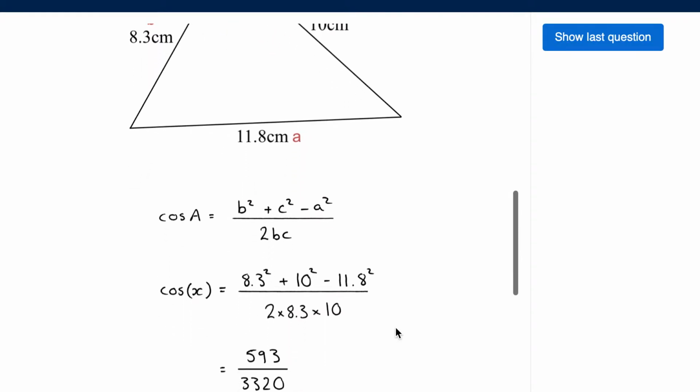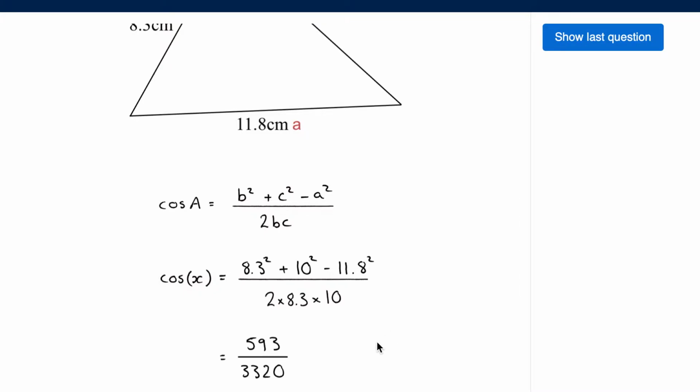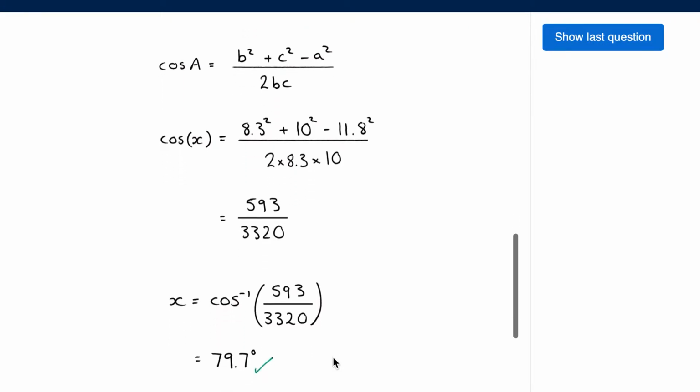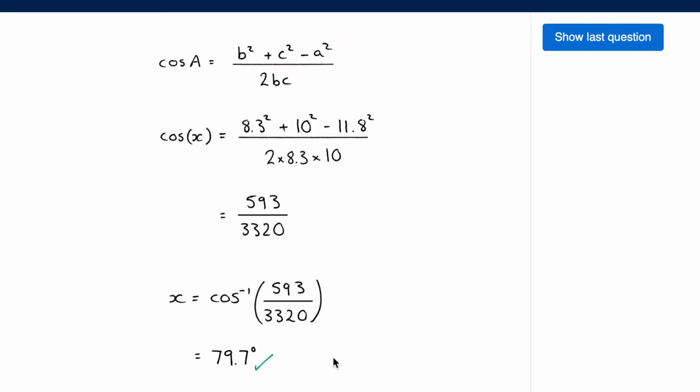10. And this right-hand side can be entered directly into a calculator by pressing the fraction button to get 593 over 3,320. This is our cos x. Finally, to find the missing angle x, you need to use the cos to the minus 1 function, which is the inverse of cos. So calculate angle x equals cos to the minus 1 of 593 over 3,320 by pressing shift and then cos and then the answer key to get an angle of 79.7 degrees, correct to one decimal place. Okay, now it is your turn.